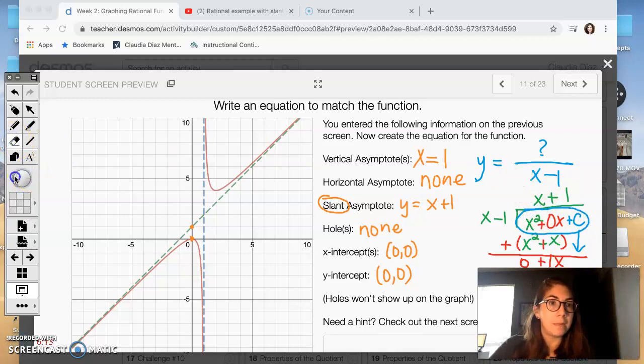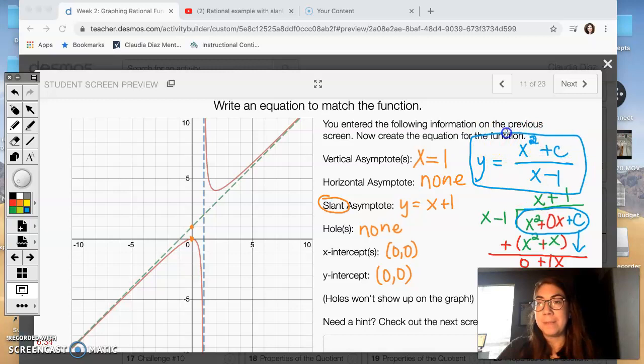I'm going to make my eraser a little bit smaller. There we go. This is going to be x squared plus 0x plus some constant c. And you can clean that up because 0x, well, that's just 0. I'm just going to leave that out. It's going to be x squared plus c. And now you might be thinking, okay, well, Mrs. Diaz, how do we find that c value? How do we find the constant?